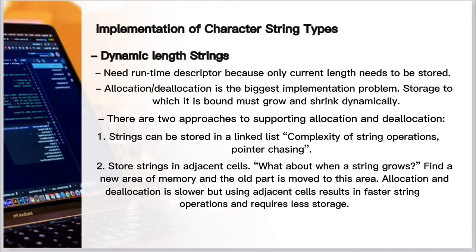Dynamic length strings need a runtime descriptor, but only the current length needs to be stored. Allocation and deallocation is the biggest implementation problem. Storage to which it is bound must grow and shrink dynamically. There are two approaches to supporting allocation and deallocation. First, strings can be stored in a linked list, with the complexity of string operations and pointer chasing. Second, store strings in adjacent cells.